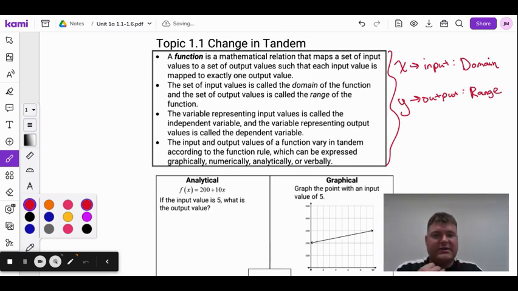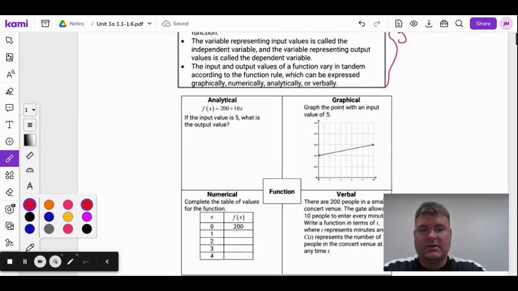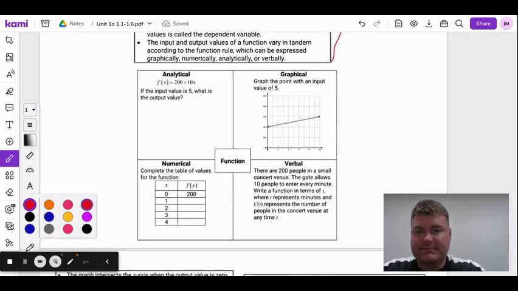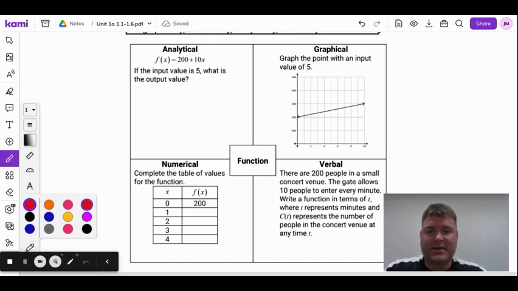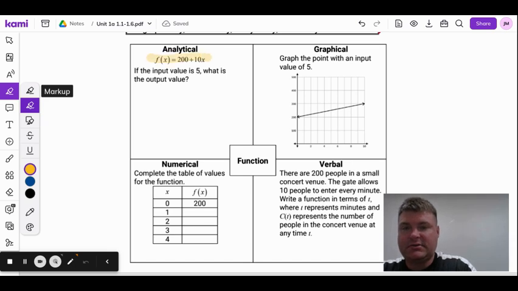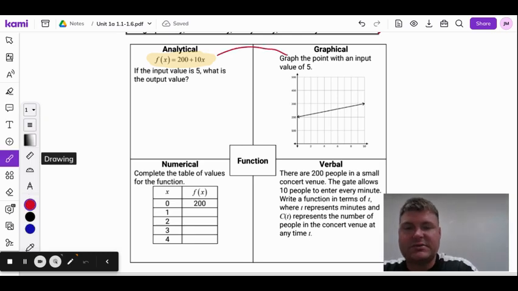So for every single x, which is input, there's going to be some type of output value for any type of function that we have. Okay, so let's go ahead and look at this table down here. These are four different representations of functions. We have analytical, graphical, numerical, and verbal. So we'll start with analytical. We have this function here, which is going to be 200 plus 10x. And that's actually going to relate to a bunch of these other parts on our table. So we're going to use this function for that and for that down there.